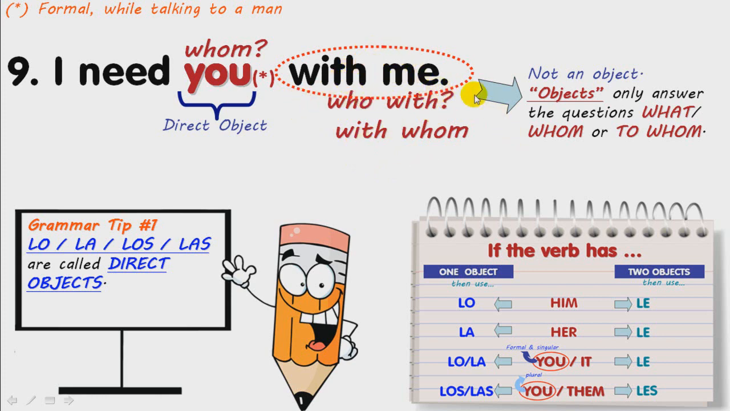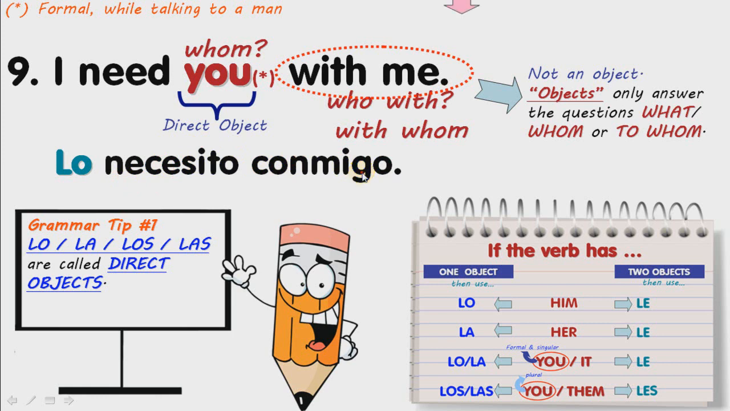We cannot twist this. It has to be very specific. They have to answer what, whom, to whom. Other than that, it's not an object. It's formal. So we see we have only one object, and it's formal. So in this case, we would use this. But we're talking to a man, so that rules out la. So this is the one we need. Lo necesito conmigo. And for those grammar lovers, this set of objects, lo, la, or los, las, are called direct objects.